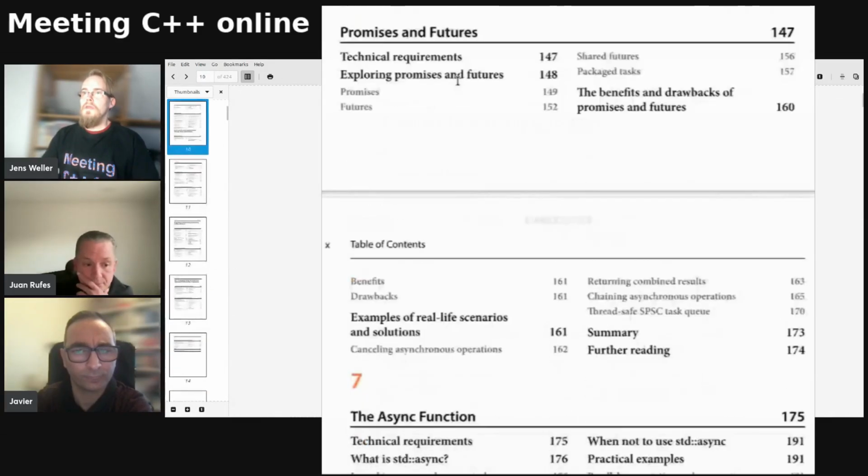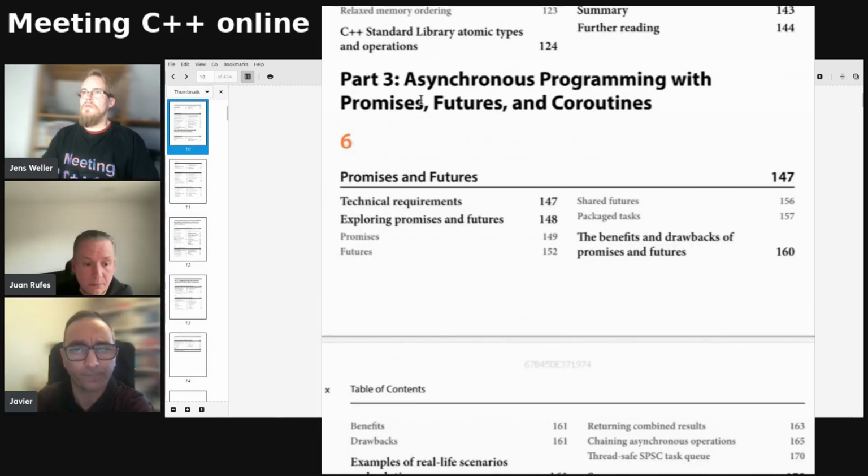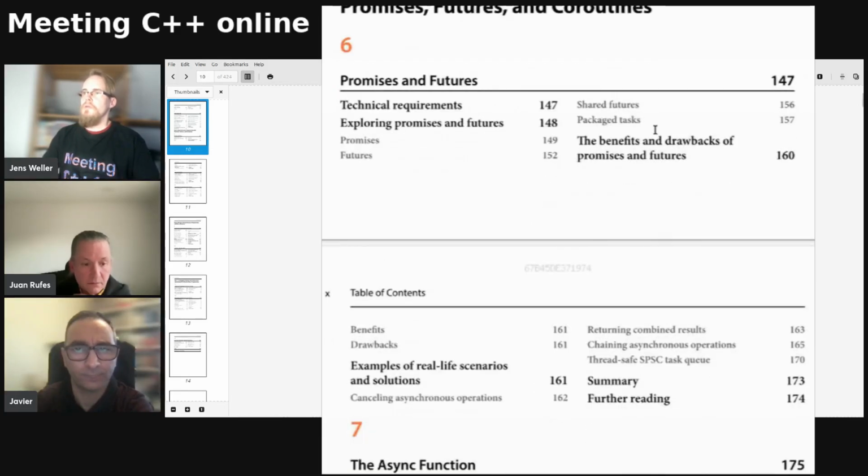And then the next chapter is on promises, futures and coroutines. So we're getting a bit more advanced, and we see that here, like you can then read about chaining asynchronous operations and thread-safe task queues. It's actually something I started playing around with last year, like implementing my own thread pool.